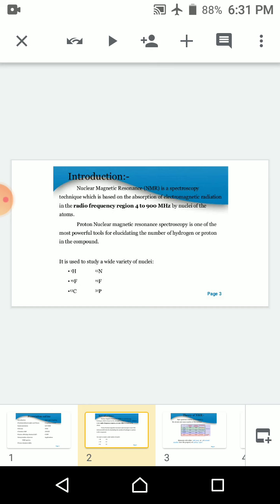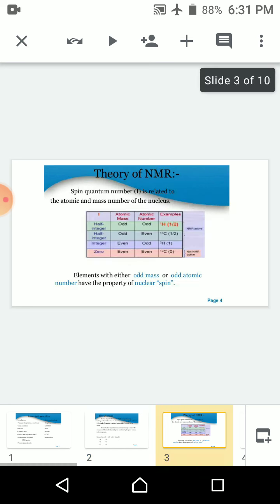Then after we will discuss about the theory of the NMR. So we can say spin quantum number, that is represented by I, is related to the mass number of the nuclei. Here the value of I is used. If the I is half integer, then the atomic mass is odd, the atomic number is odd, then the NMR active signal is 1 by 2. Proton is 1 by 2.